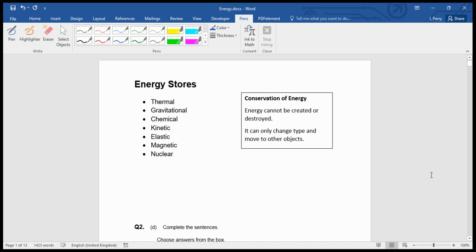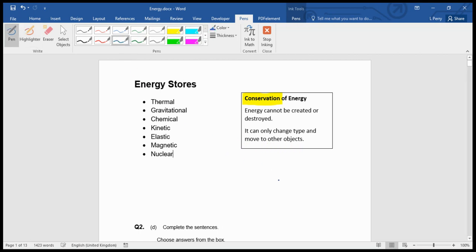Now, this video is about energy stores and questions in your exam you can get about them. Now, energy is conserved. Conservation, to conserve something, means to keep it the same. Energy cannot be created or destroyed. It can only change type and move to other objects.